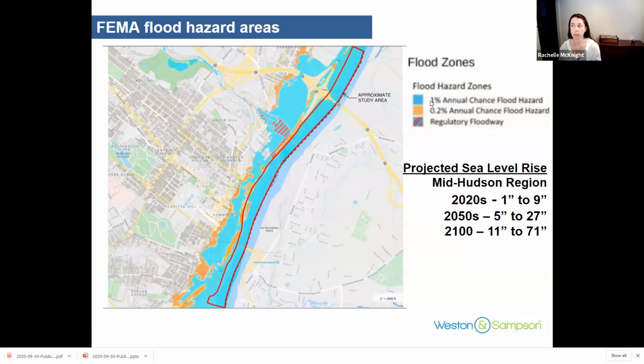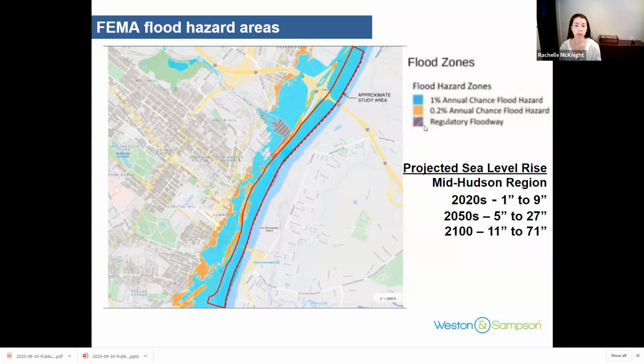There's a 1% annual chance flood hazard, and sometimes people refer to it as a 1 in a 100-year storm. What that actually means, though, is each year you've got a 1% chance of a really extreme storm like this rolling through. If you see these orange areas, which are further in Albany, this is just a 0.2% annual chance of a flood and a severe storm and flooding. This is less likely to occur because you've only got a 0.2% chance each year.